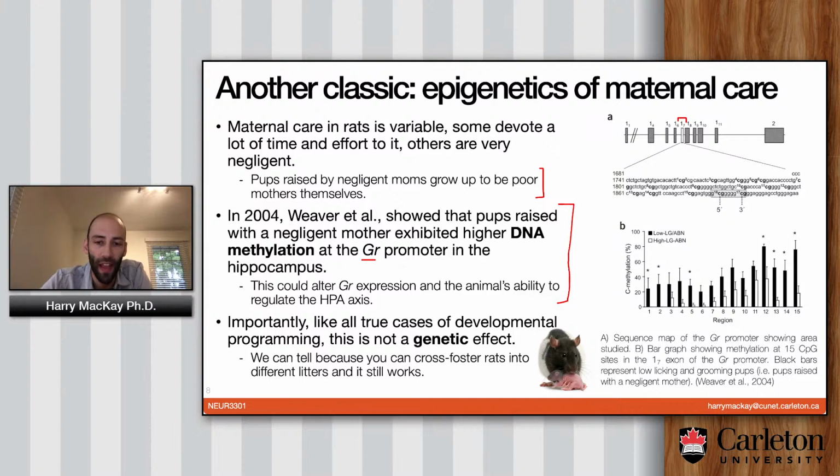And what they found was that the higher level of methylation could lower the level of glucocorticoid receptor expression in the hippocampus, and thus, in theory, could affect the animal's ability to regulate their HPA axis, making them more prone to stress. So here's the plot of this.